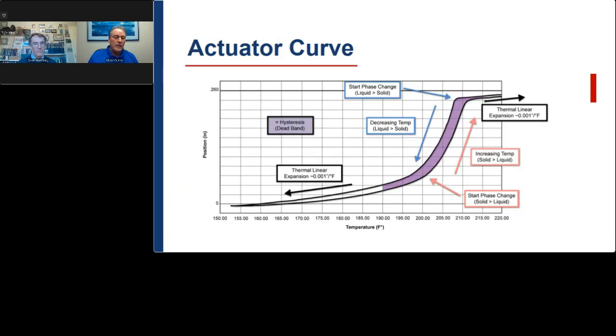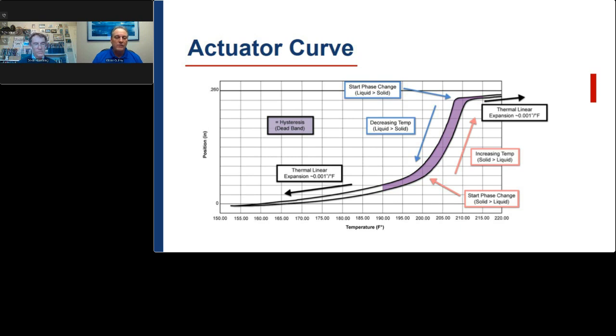And this is a typical actuator curve. So for that stroke that you just saw between 0.1 to 0.5 inches, this is the actual theory that goes behind all paraffin actuators. So starting at the lower left end there at 150 degrees and a position of zero, if you follow the bottom line as you go to the right, you'll see it start to slope upwards, but in a very linear fashion. As you can see right above that, it says thermal linear expansion.